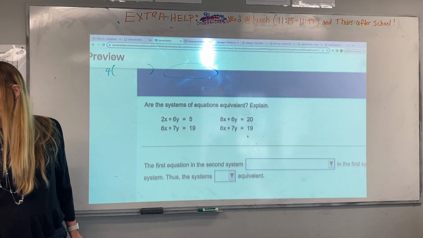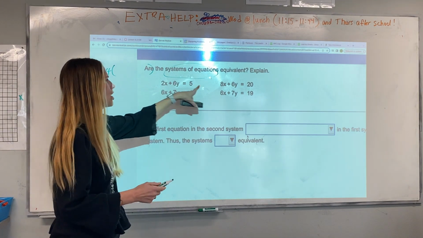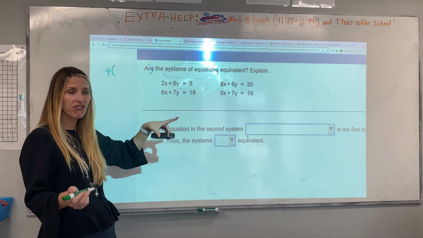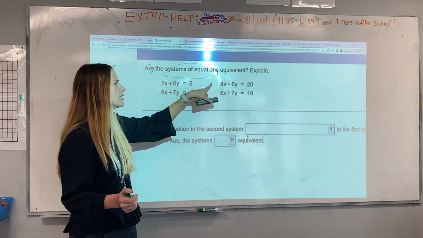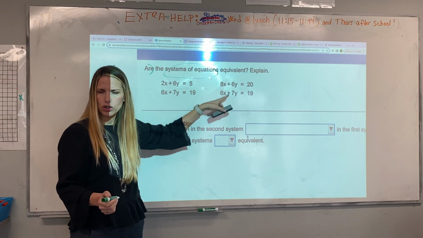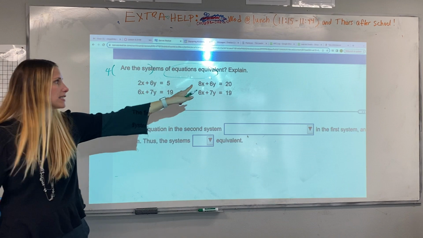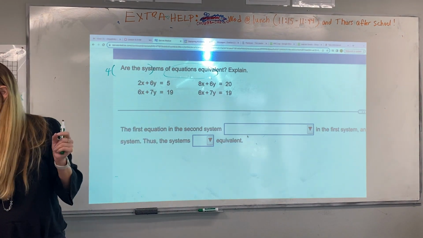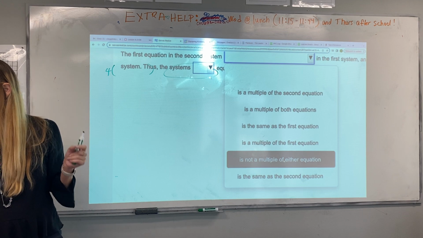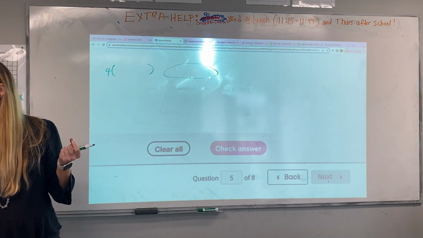Same exact question here, but let's take a look. The 2x is changing to 8x, that's being multiplied times 4. The 6y is changing to 6y. No, that's not. So that is not going to work. So the first equation in the second system is not a multiple. So it is not a multiple of either equation. Okay? I'm moving on to the next.